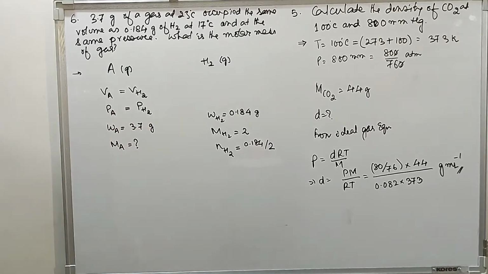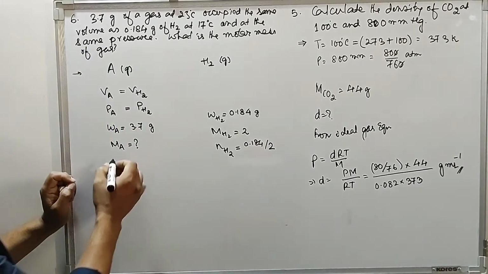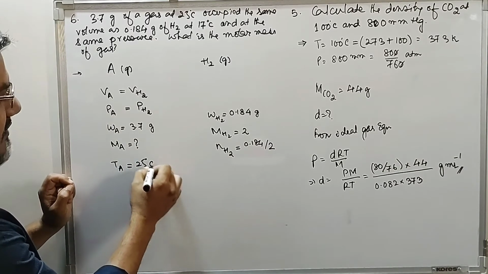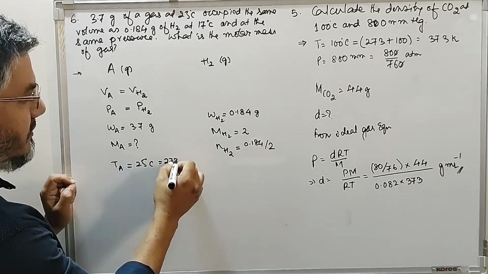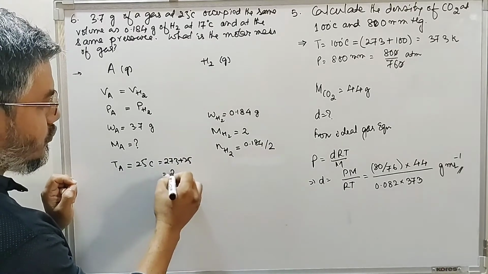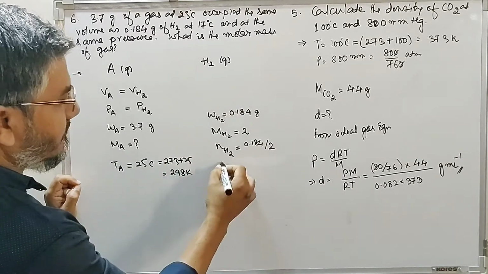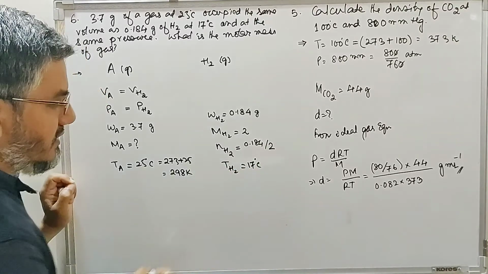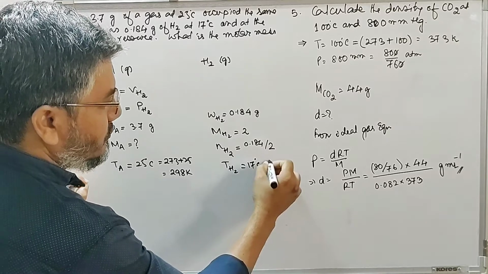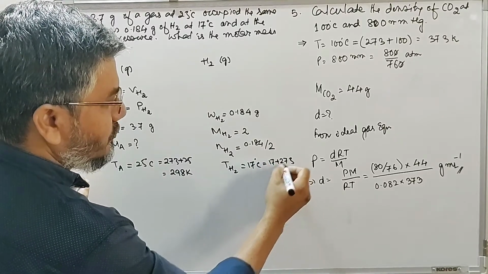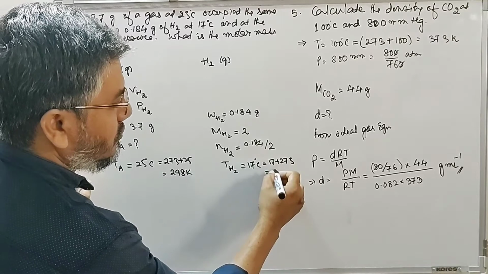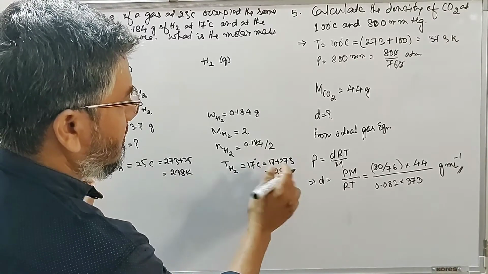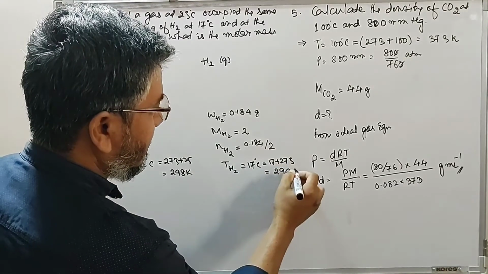Along with this, temperature is mentioned here. So temperature of gas A is 25 degrees centigrade. So this is 273 plus 25, so this is 298 Kelvin. Temperature of hydrogen gas is 17 degrees centigrade. So therefore this is equal to 17 plus 273, so 290 Kelvin.